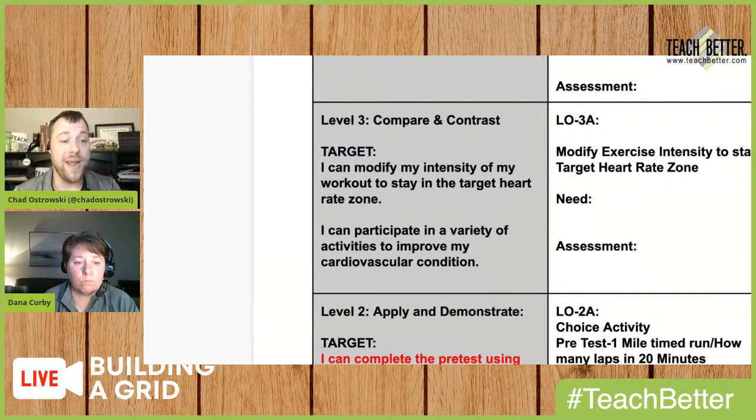Absolutely. So you have to compare your current heart rate with your current level of work and intensity. And then you have to go, I'm going to contrast that with where I want to be and the heart rate that I'm trying to achieve. So that to me is absolutely level 3 if we dig into it enough. Sorry, I just wanted to have that conversation real quick. I absolutely agree wholeheartedly. The next one I just put in there was I can participate in a variety of activities to improve my cardiovascular condition.